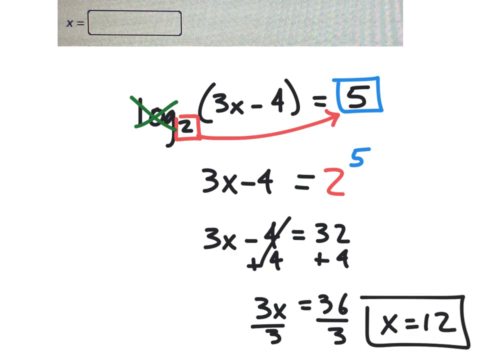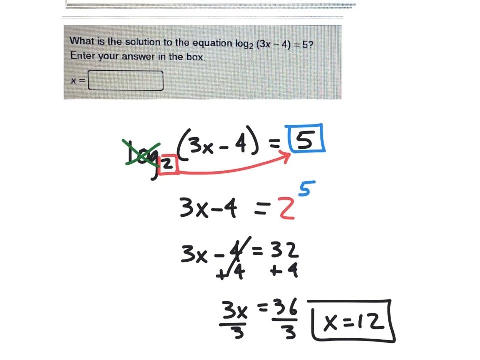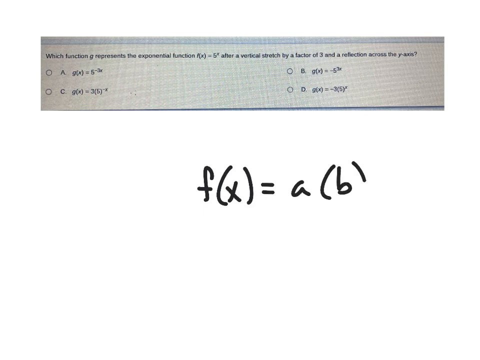So there's that first question for you. On this one it's saying, which function g represents the exponential function f of x equals 5 to the x after a vertical stretch by a factor of 3 and a reflection across the y-axis. So one of the things you want to think about is our generic formula, a times b to the x.